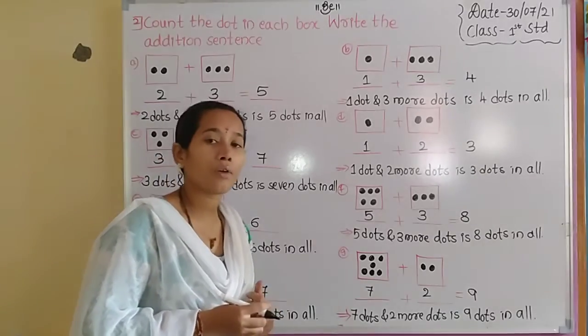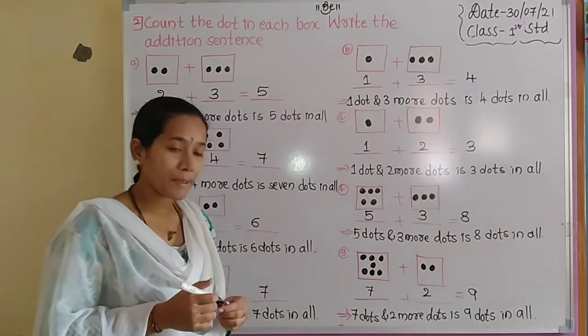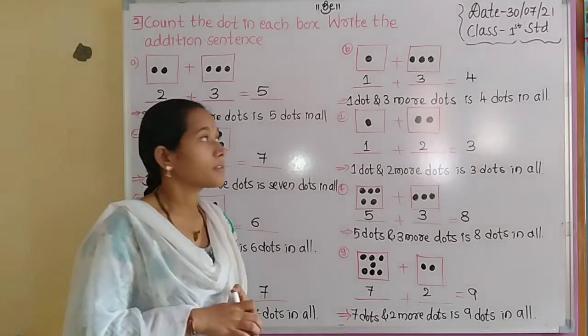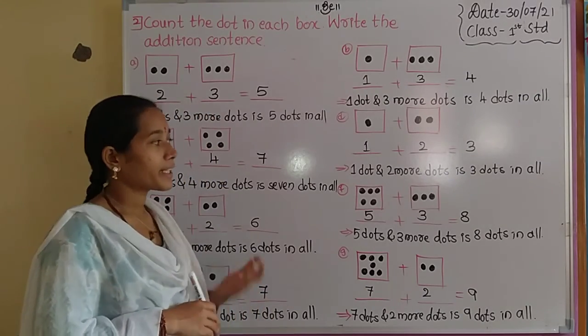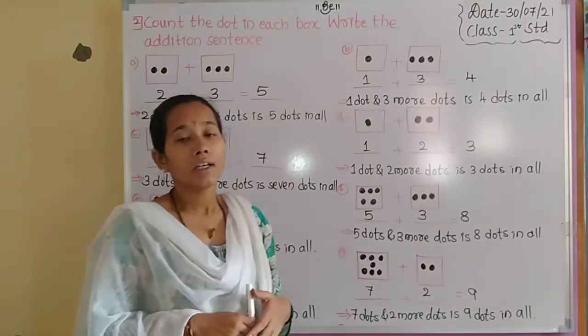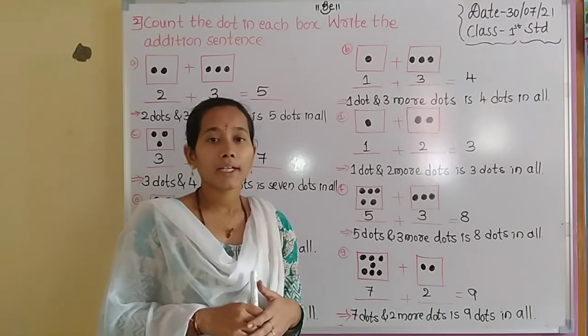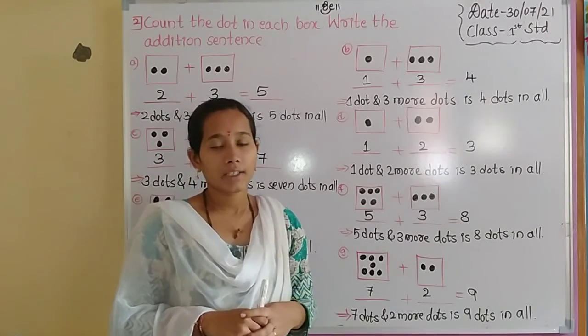Here, 'all together' and 'in all' are the indication of what? To represent the addition sentence. So this is the exercise part of addition. In the next class we will discuss more problems on addition and the methods of addition. Thank you.